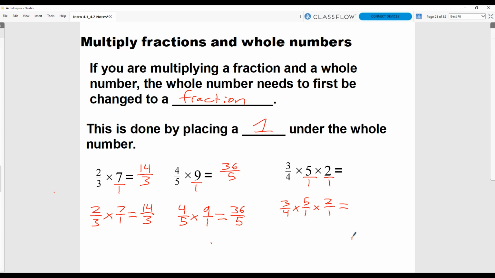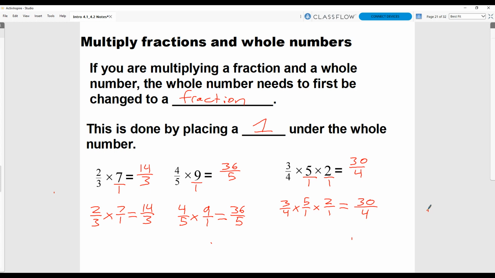Now we're just going to multiply straight across for all 3 of these. So we're going to multiply our numerators all the way across and your denominators all the way across. Your numerators all the way across, 3 times 5 is 15, times 2 is 30, over top of 4. All right, so that would be our answer, 30 over top of 4.